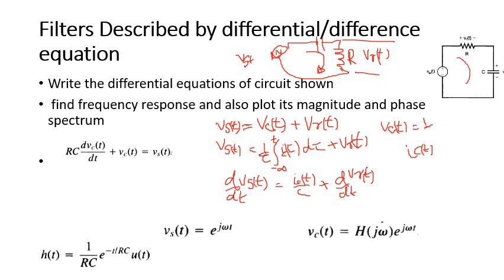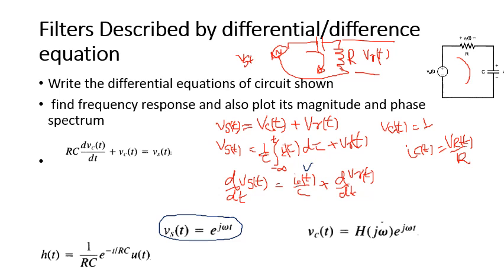because it is a series circuit, it is equal to VRT by R. So replace it here, and then we again assume that the input signal is Vst equal to e power j omega t. Hopefully using this expression you can go and find it by yourself.